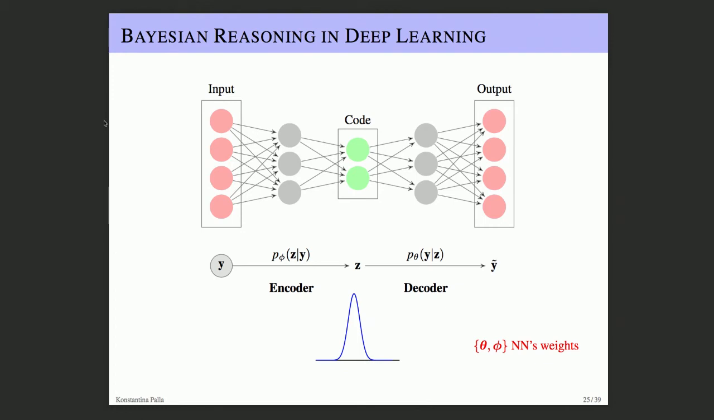Note here that both distributions depend on parameters, phi and theta. Phi is the weights of the encoder, the first part of the network, and theta are the weights of the decoder.